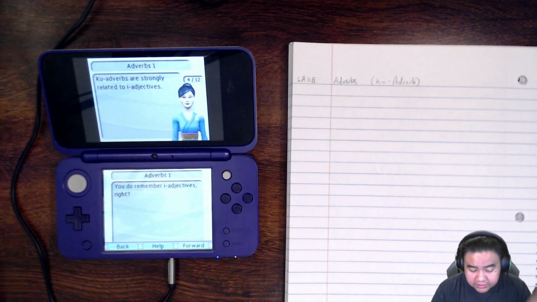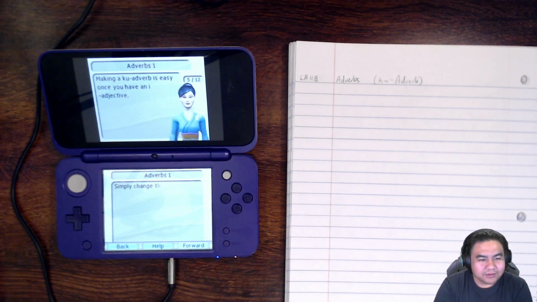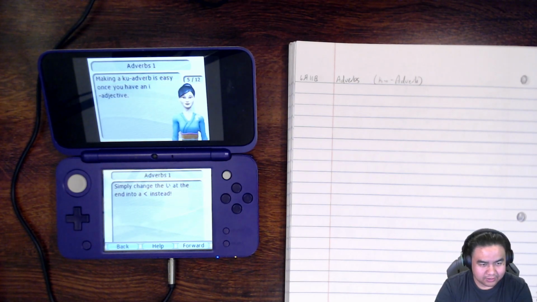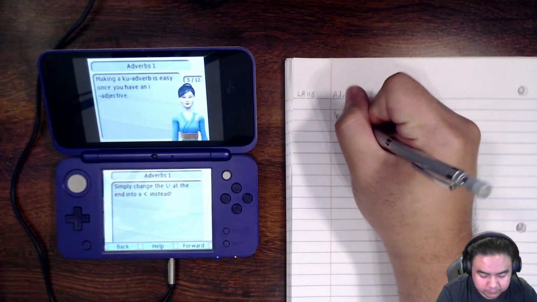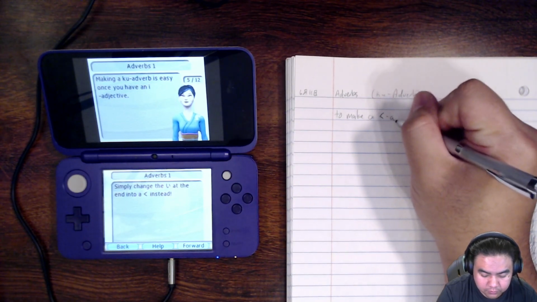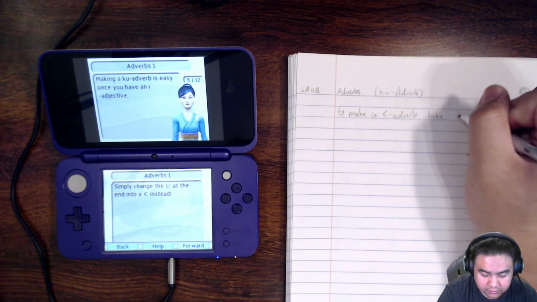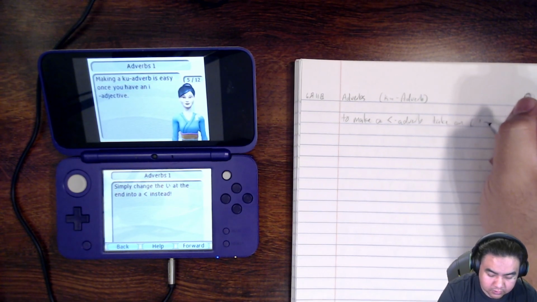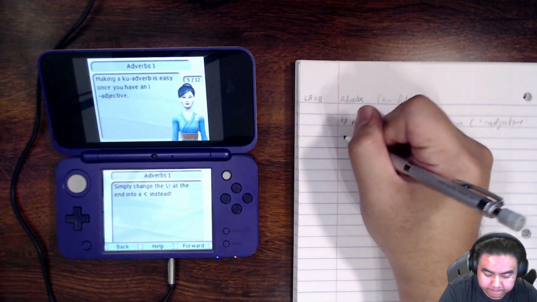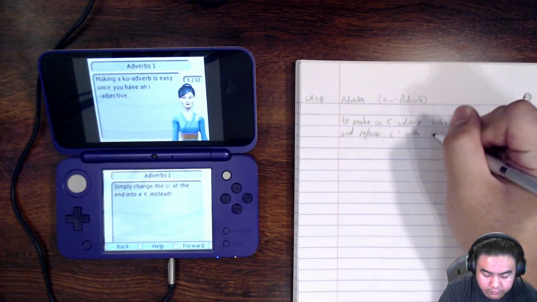Ku adverbs are strongly related to i adjectives. Do you remember i adjectives? Not really. Making a ku adverb is easy once you have an i adjective. Simply change the i at the end to a ku instead. Take an adjective and replace i with ku.